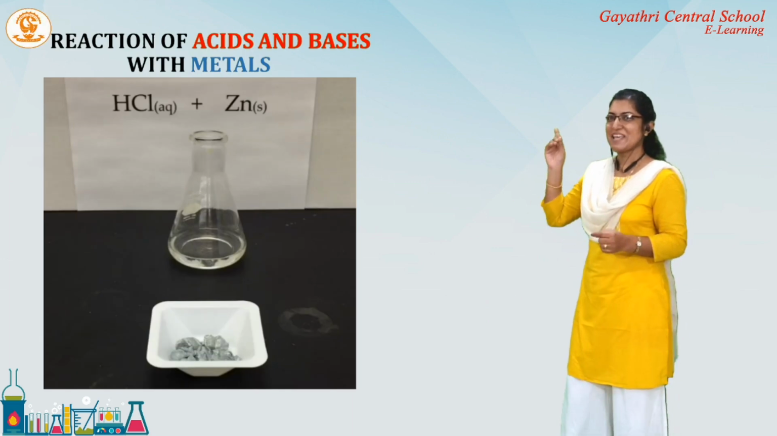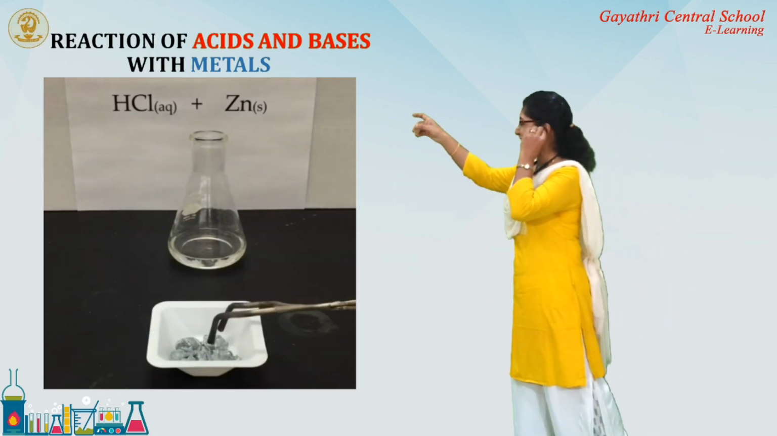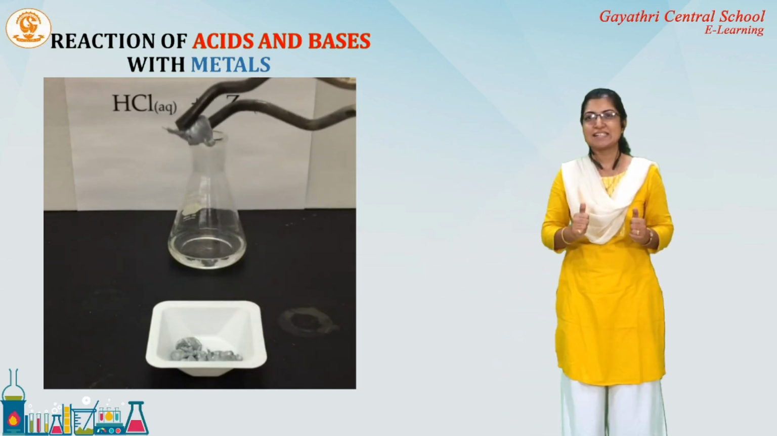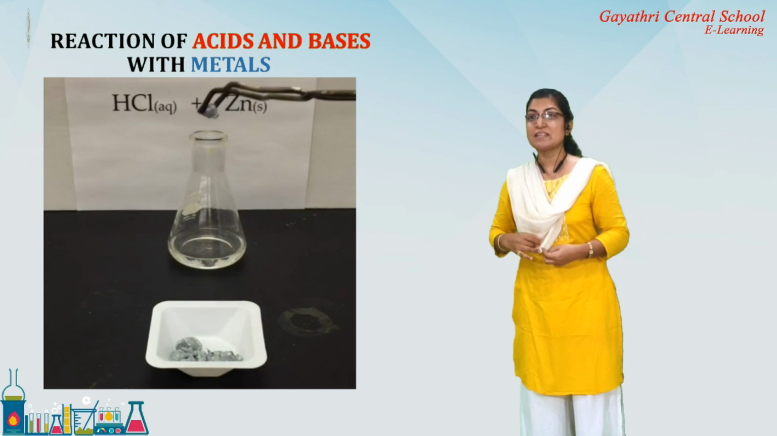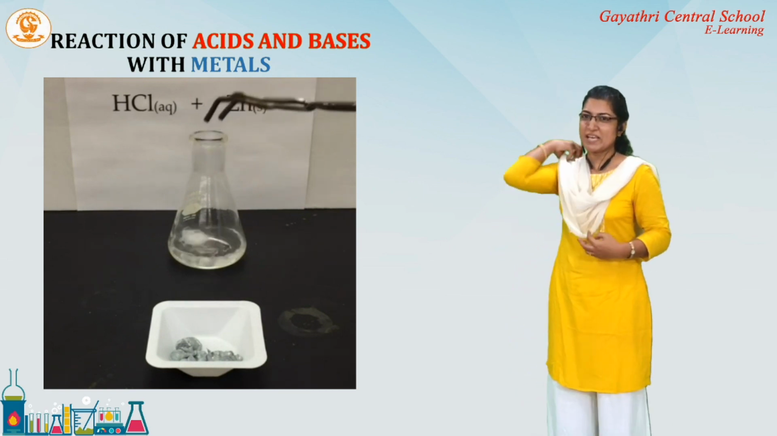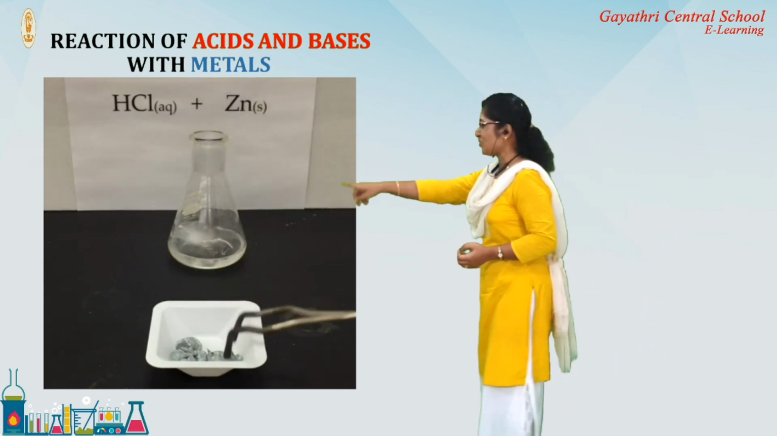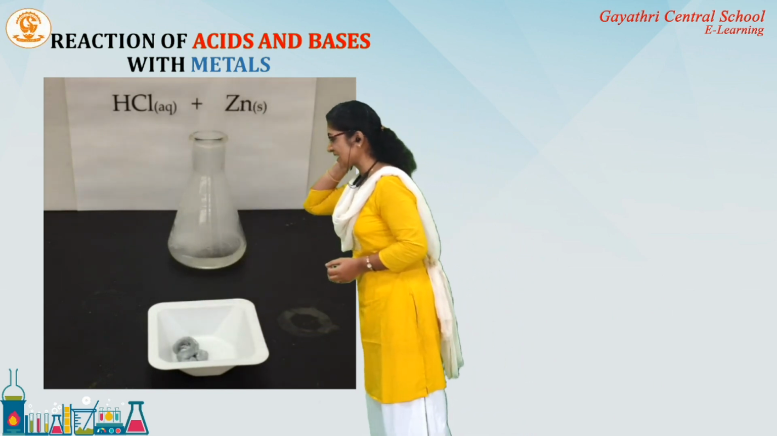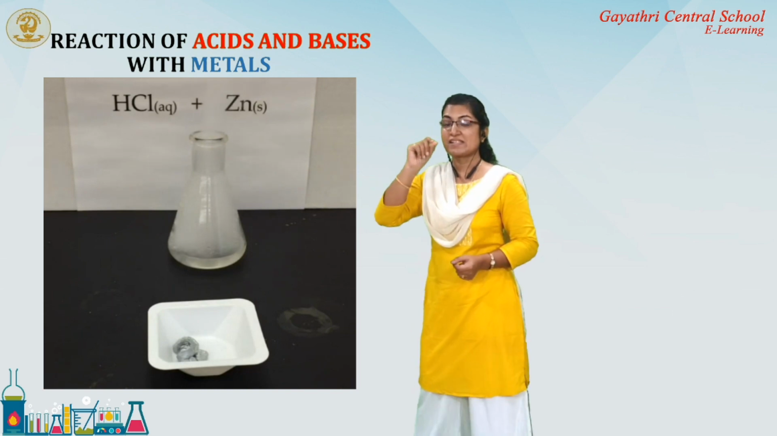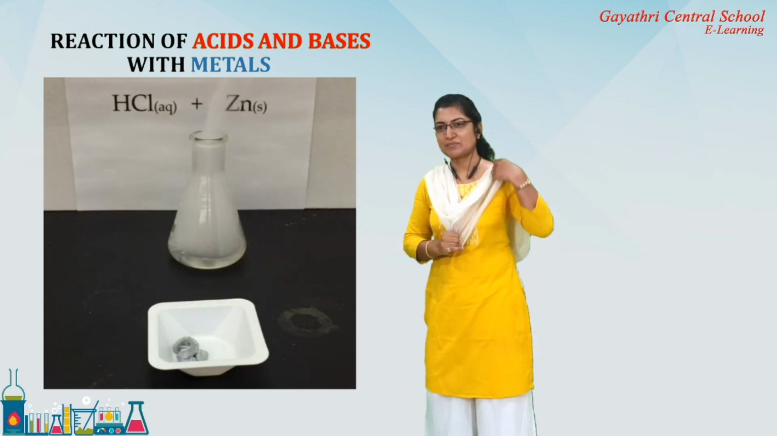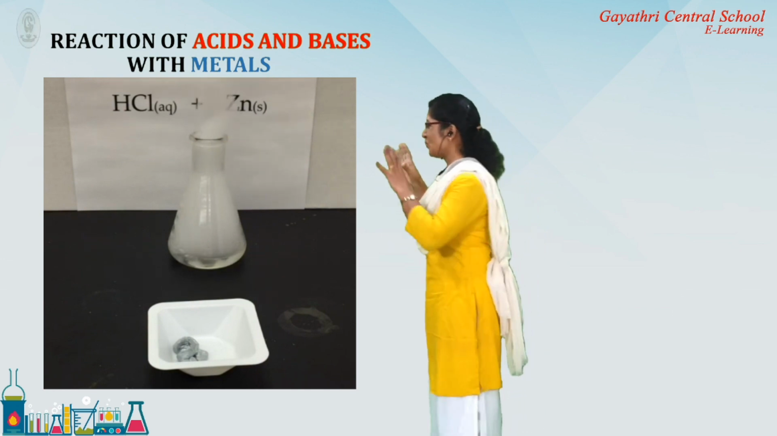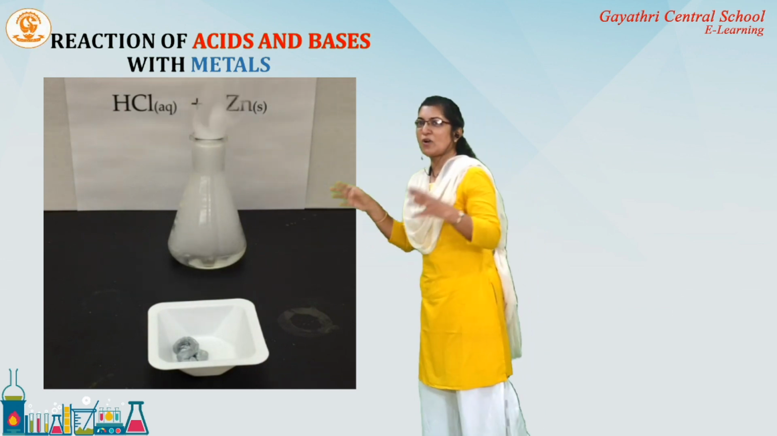Now what is the next activity? The next activity is the reaction of acids and bases with metals. How do these acids and bases react with metals? Now you can see we have taken hydrochloric acid in the conical flask. To that, what is added? Zinc metal is added. You can see zinc granules are added. If you watch closely, are there any bubbles formed there?